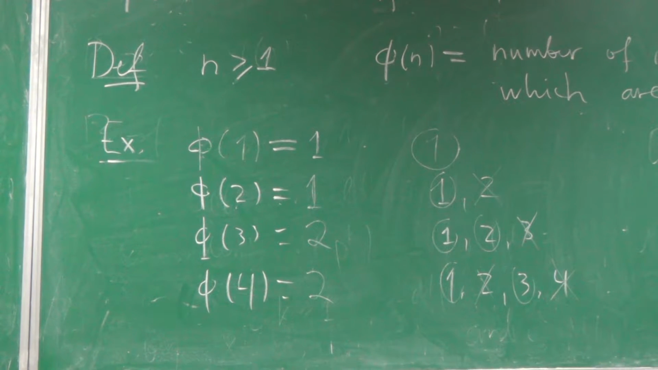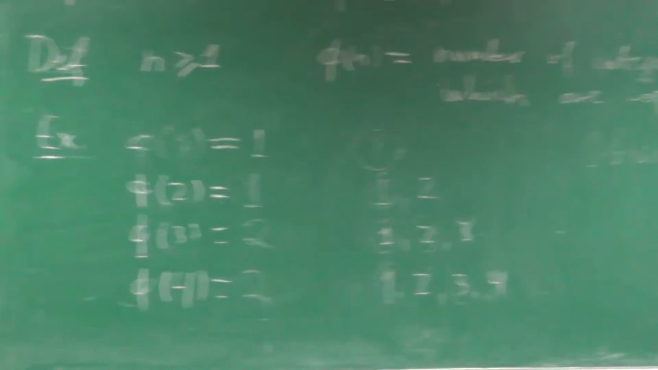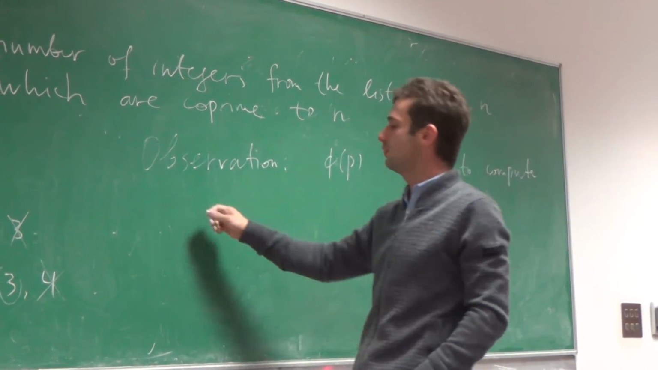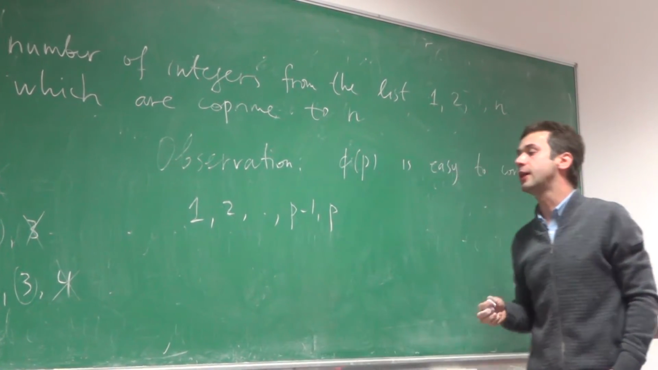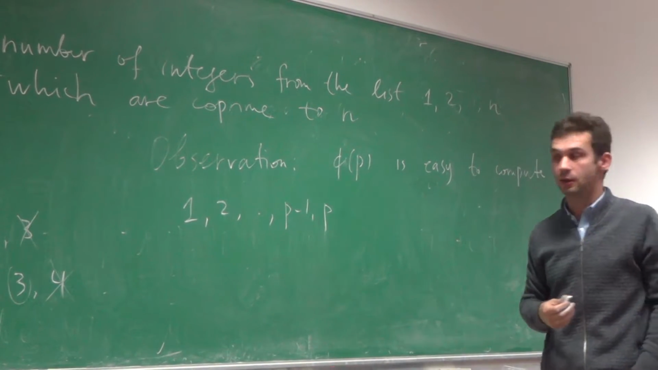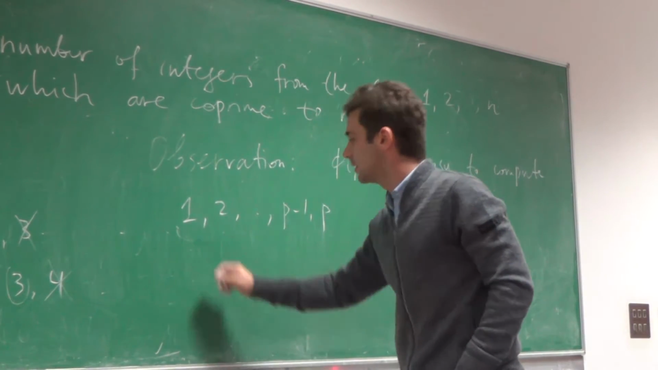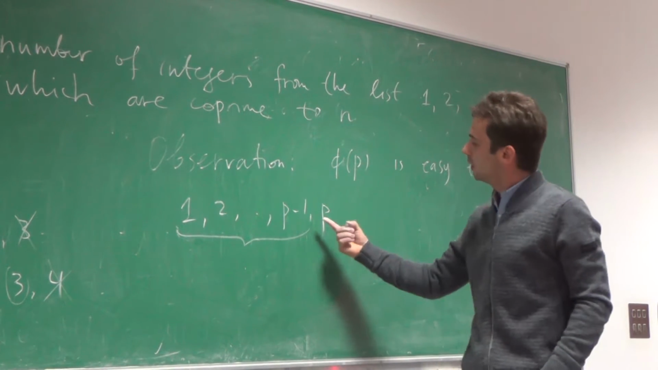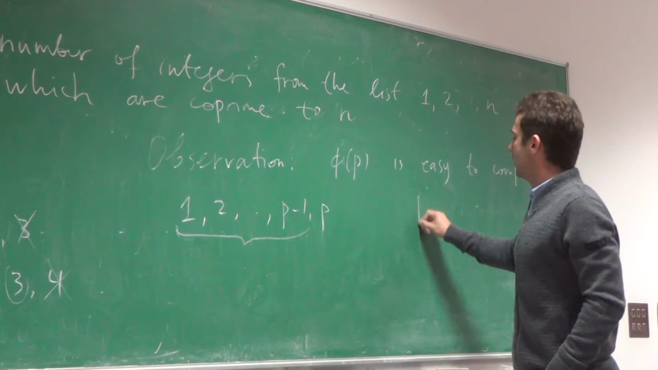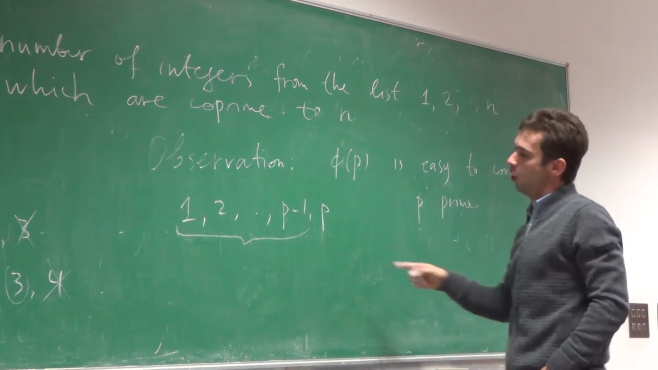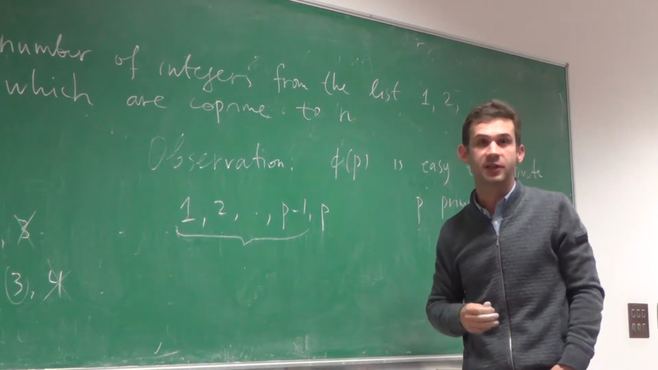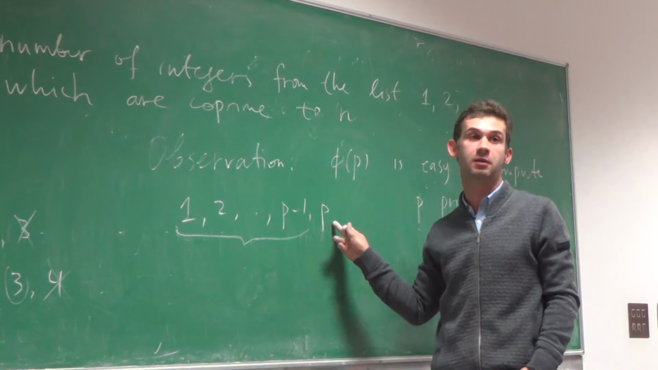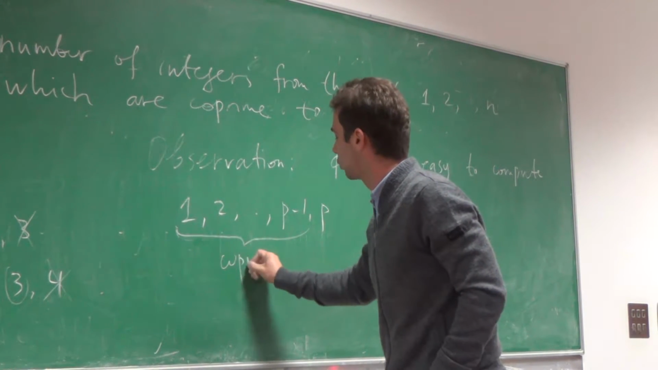Phi of p, for p a prime, is easy to compute. Indeed, we have to look at all the numbers up to p, and then look at the ones which are coprime to p. The claim, which we've used before, is that as soon as p is a prime, all the numbers less than p cannot have any common divisor with p, just because their divisors will be less than p. So all of these are coprime to p.